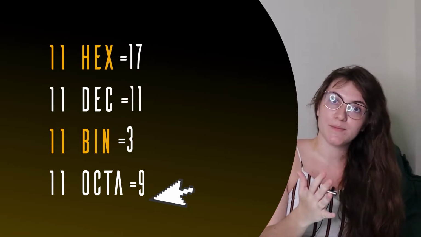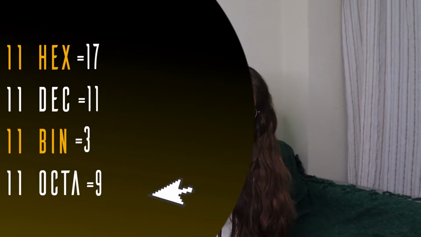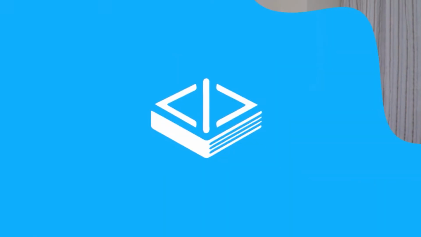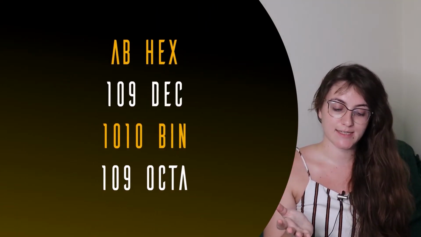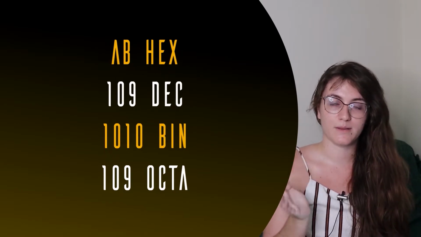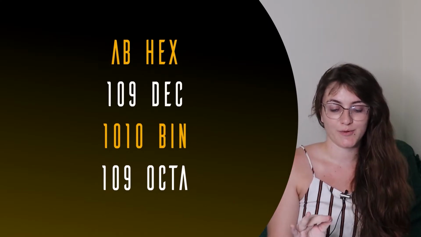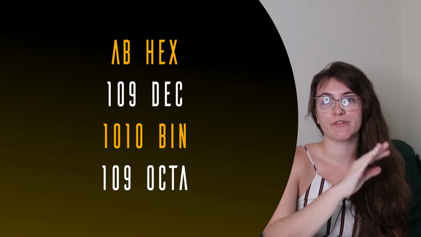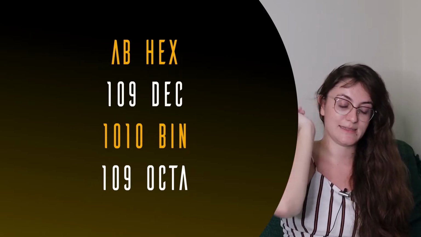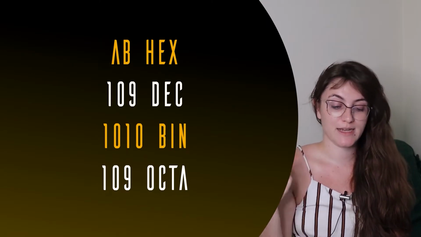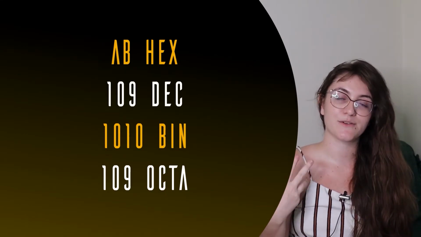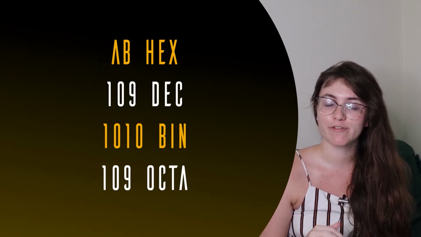Now we're gonna do the same, but the other way around, with exercise 4. Order the numbers from highest to lowest, and the numbers are AB in hexadecimal, 109 in decimal, 1010 in binary, and 109 in octal. So here it's pretty much the same. We're gonna convert all the systems into one system, and then we can compare the numbers. All right, so let's convert hexadecimal, binary, and octal to decimal, which is easier for us.